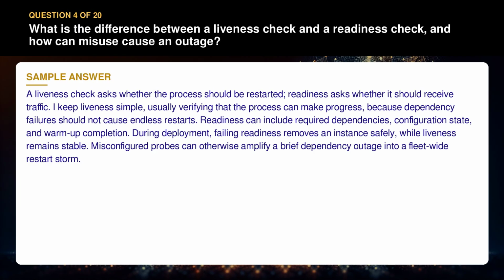I keep liveness simple, usually verifying that the process can make progress, because dependency failures should not cause endless restarts. Readiness can include required dependencies, configuration state, and warm-up completion. During deployment, failing readiness removes an instance safely, while liveness remains stable. Misconfigured probes can otherwise amplify a brief dependency outage into a fleet-wide restart storm.